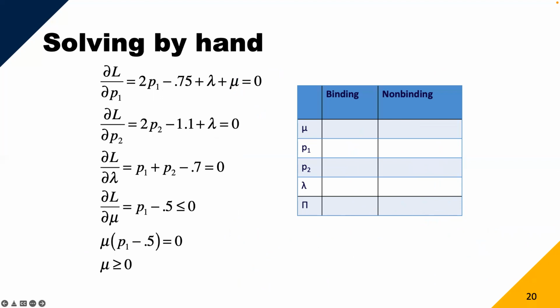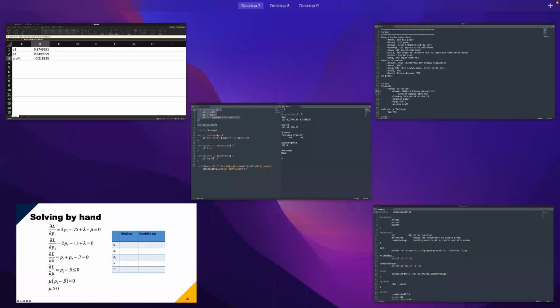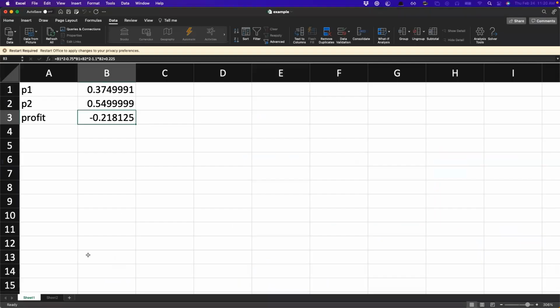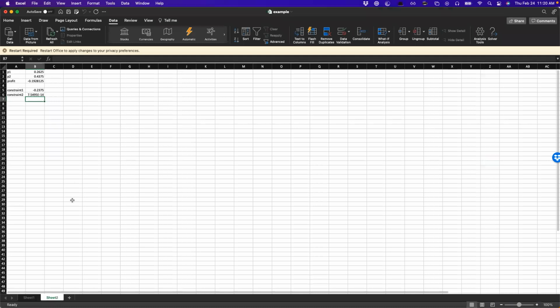Okay, and then I can show some examples of how you might do this in Excel, for example.